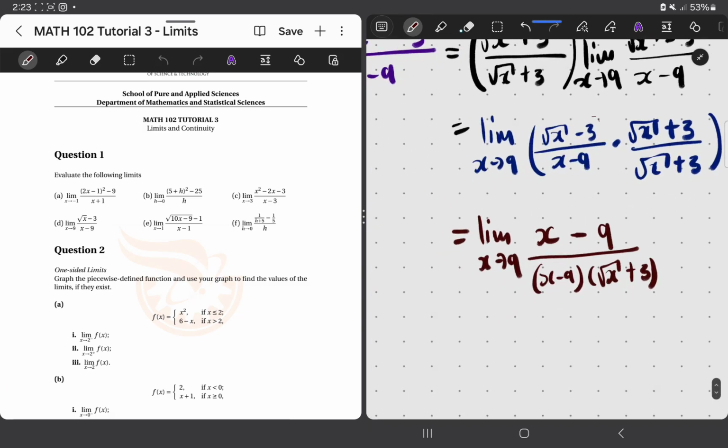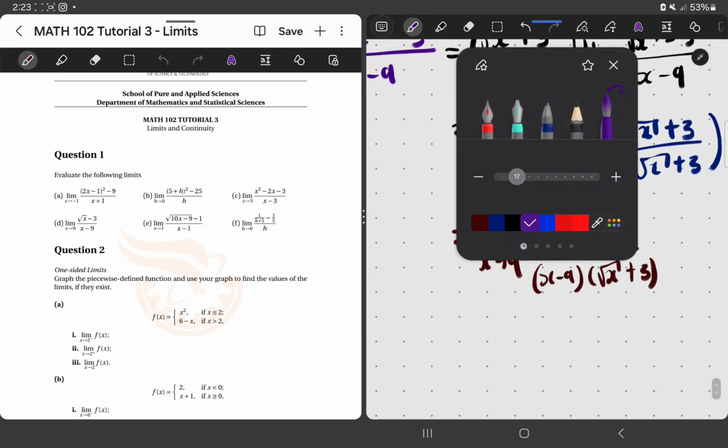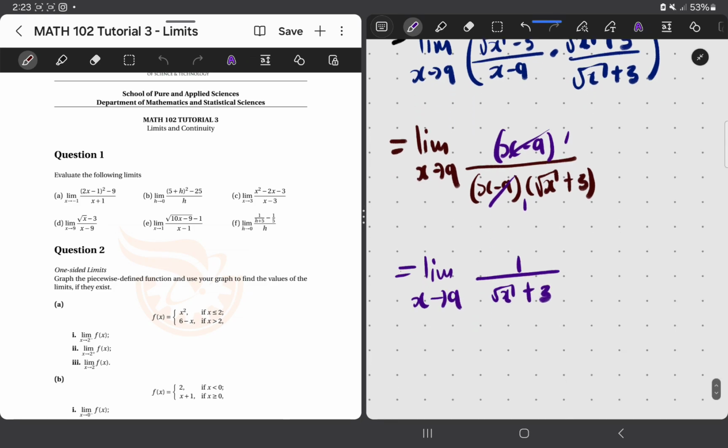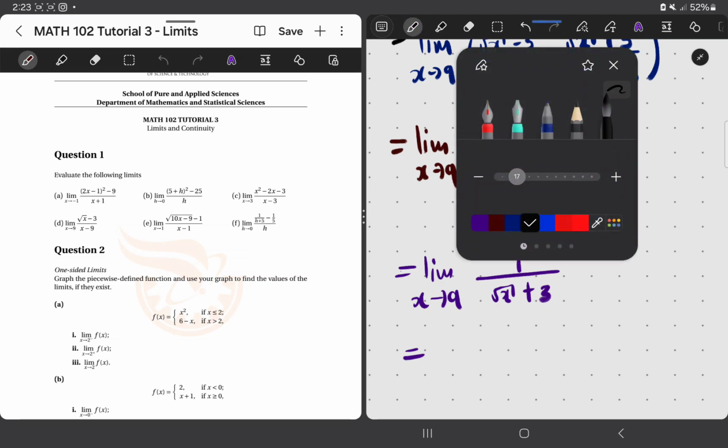Okay, so what are we going to have once it's like this? Since the top was x minus 9, we can cancel x minus 9 into x minus 9, 1 into 1. Do it with a pencil, so that they can see what you cancelled. Here we have the limit as x approaches 9 of 1 over root x plus 3. So what is this going to be now? If I put 9, will I get a 0? No way you're going to get a 0. So now you just substitute.